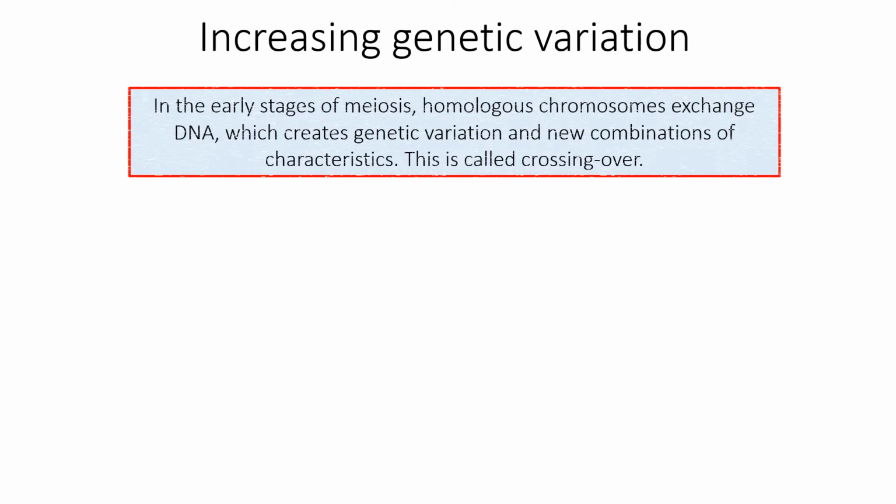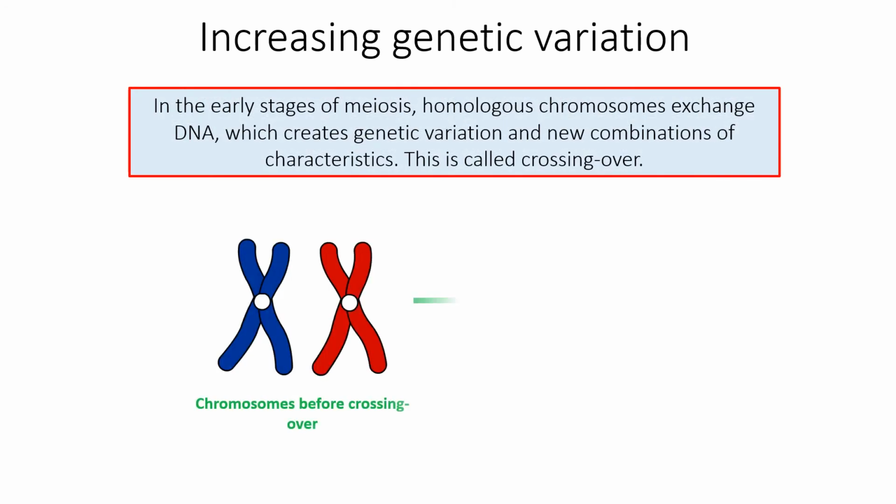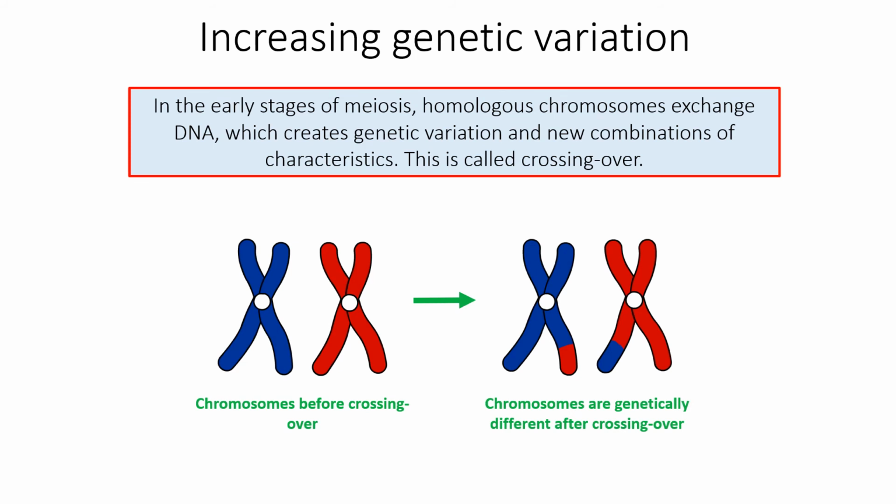Now let's have a look at crossing over. In the early stage of meiosis, the homologous chromosomes exchange DNA, which creates genetic variation, a new combination of characteristics, and this process is called crossing over. Look at the diagram, you can see the chromosomes before the crossing over and the chromosomes are genetically different after the crossing over.